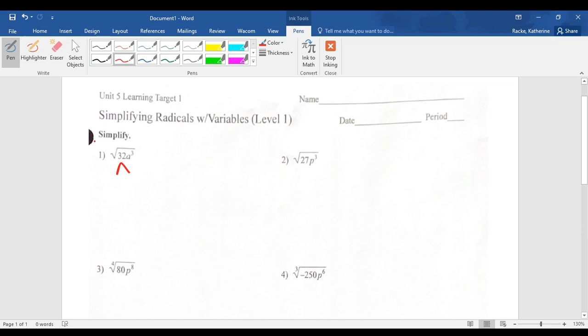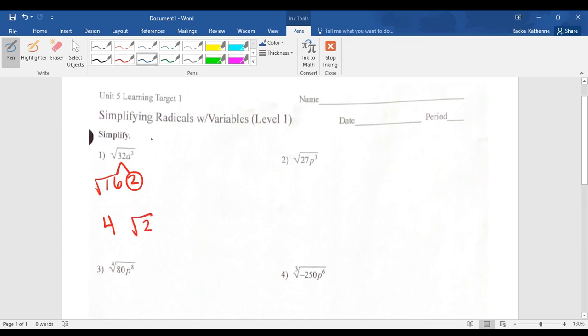So what goes into 32? Let's just say, because it's an even number, I'm going to divide it by 2 to give me 16 and 2. Okay, 2 is done. If you remember that 16 is a perfect square, the square root of 16 is 4, so I would get 4 square root of 2 for my number.